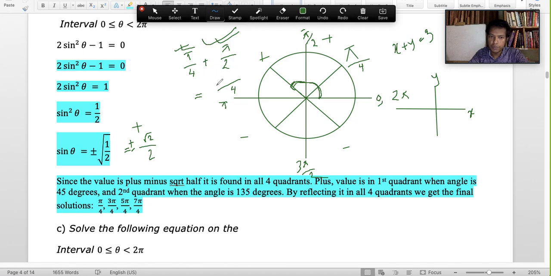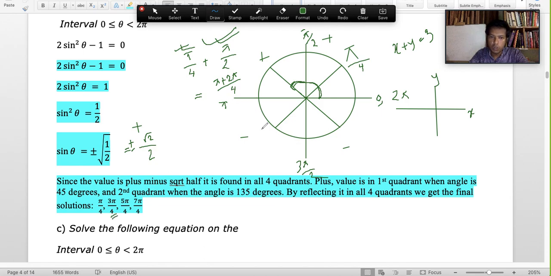LCM is 4 and this will be pi. And 4 divided by 2 means 2. 2 into pi means 2 pi. So total is pi plus 2 pi, that means 3 pi, divided by 4. So 3 pi by 4 is this value.